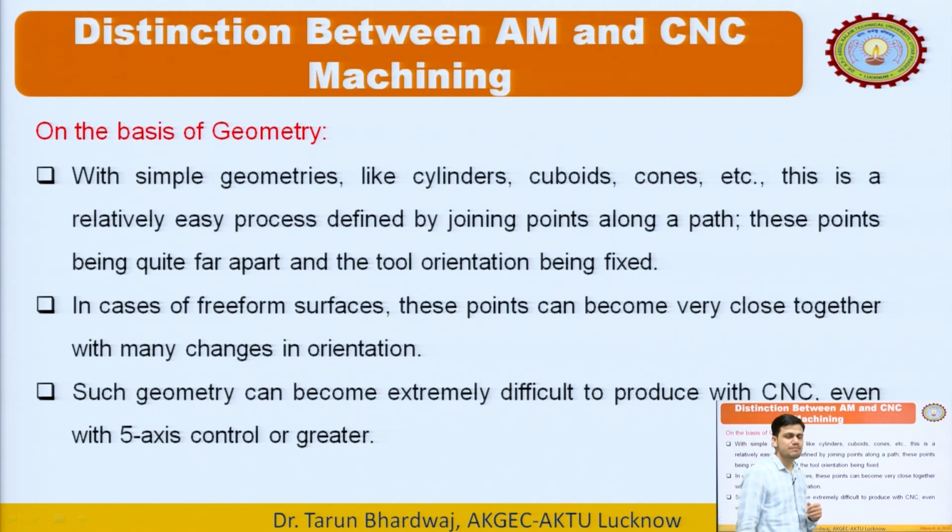Now with the simple geometry like this cylinder, cuboids, cones, है ना, these are basically very simple geometries, so they are relatively easy, the process defined by joining the points along a path. So these points being quite far apart and the tool orientation being fixed, तो आप यहाँ पे अपने टूल को फिक्स करके और एक पॉइंट से दूसरे पॉइंट पर ले जा सकते हैं.